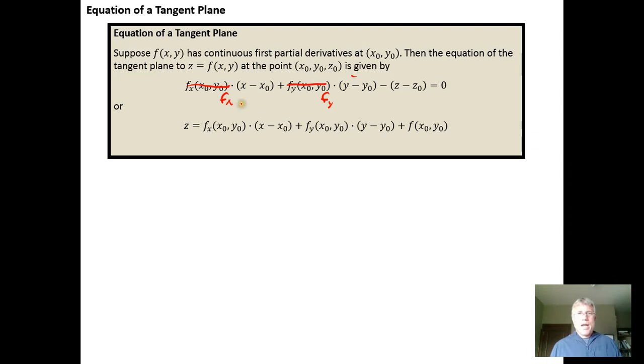So we could use shorthand notation by just writing the f sub x, the f sub y, but we would need to recognize that if we want the tangent plane at a point x naught, y naught, z naught, we have to evaluate our derivatives at x naught, y naught. That's the first thing we need to recognize.